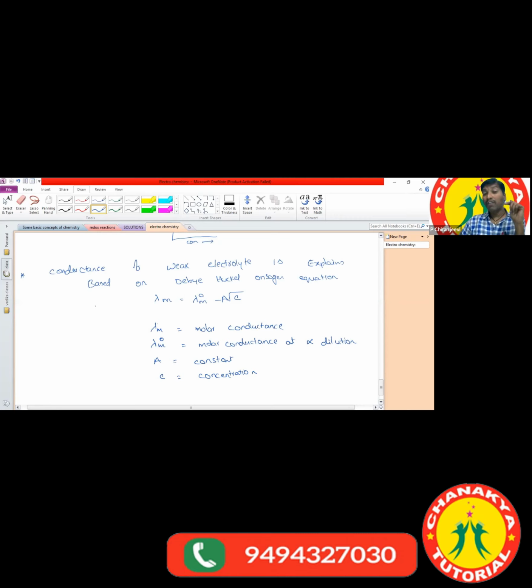Okay, but at infinite dilution, the molar conductance of weak electrolytes is different. Sir, how is molar conductance of weak electrolytes different at infinite dilution? Because by increasing the dilution, the degree of dissociation of weak electrolytes is going to increase. That means the number of ions increases. For weak electrolytes, every time you add more water, the number of ions increases, so their conductivity also increases.